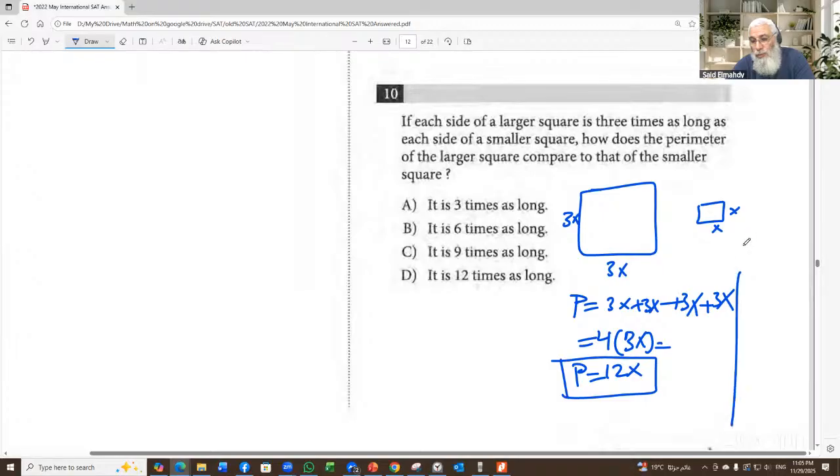The perimeter of the smaller square is just 4x: x plus x plus x plus x is 4x. So this perimeter compared to this perimeter is 3 times, because 12 divided by 4 is 3, or 4 multiplied by 3 is 12. So it is 3 times as long. The perimeter of the larger square is 3 times as long as the smaller square. This is the larger square, this is the smaller square.